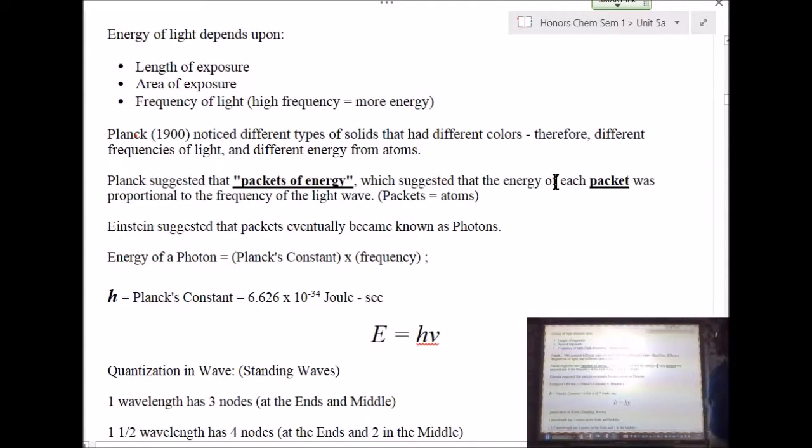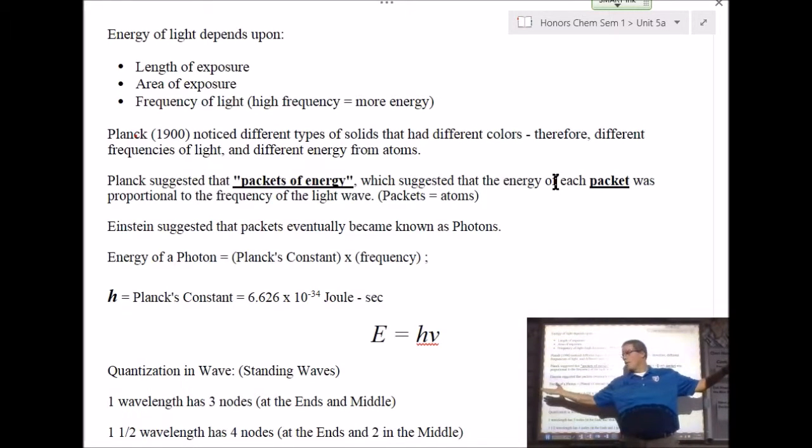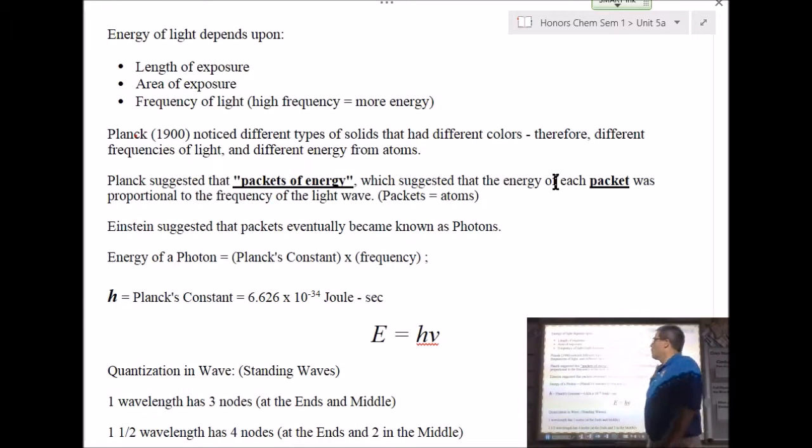Energy of light depends upon a couple things here. The length of exposure. Like, if you haven't been outside all year and it's a really nice sunny day on July 4th, and you say I'm going to go outside for 8 to 10 hours and see how that works out. Okay, probably wouldn't be a good idea.